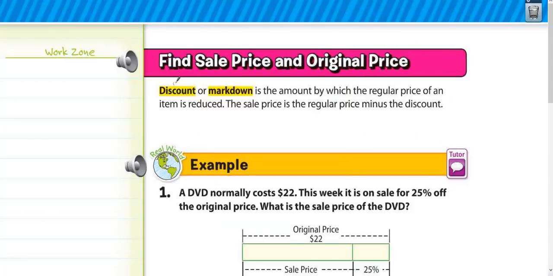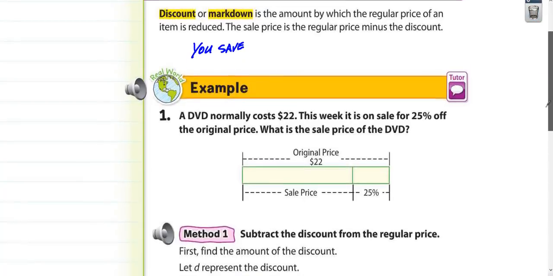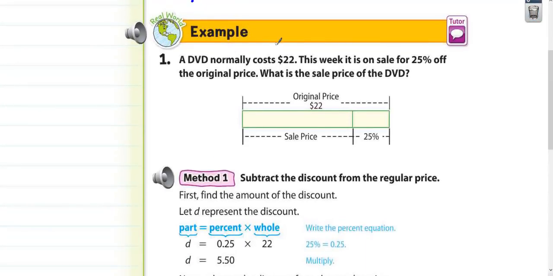So discount or markdown is the amount by which the regular price of an item is reduced. So this is a case where you save, which means the discounted amount will always be less than the regular amount. All right, so let's do an example here. A DVD normally costs $22. This week it's on sale for 25% off. What's the sale price? So here's the original price, $22. You're saving 25%. How much is 25% of the $22?